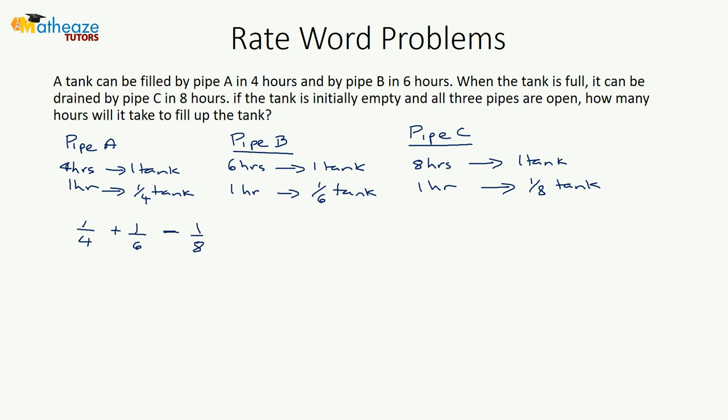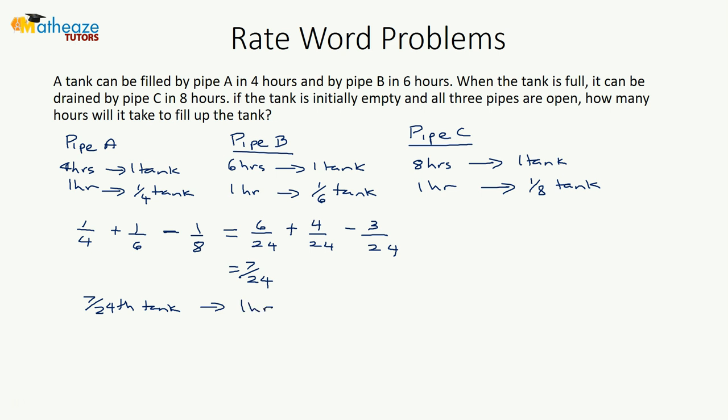So let's simplify this. The least common denominator here is going to be 24. So I'm going to have 6/24 plus 4/24 minus 3/24. So this is going to give us 7/24. So when they work together, 7/24 of the tank can be done in 1 hour. This is showing us that 7/24 of the tank is filled in 1 hour.